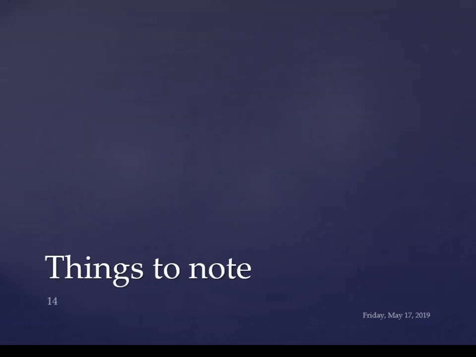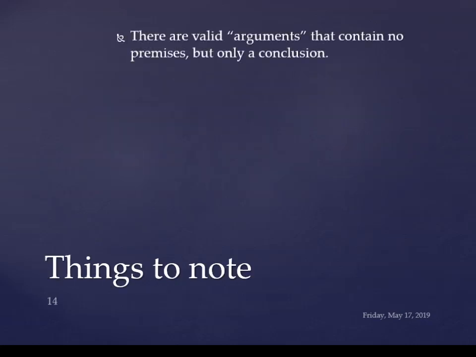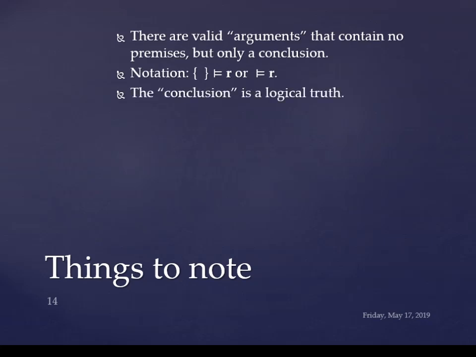Okay, so things to note: there are valid arguments that contain no premises, but only a conclusion. Your notation looks like this: you have the empty set, and then the entailment relation pointing to R, which just means that the so-called conclusion here is a logical truth. Our syntactic idea of an argument, a set of premises and exactly one conclusion, is satisfied here. It's just that the set of premises is empty, and the conclusion is a logical truth.